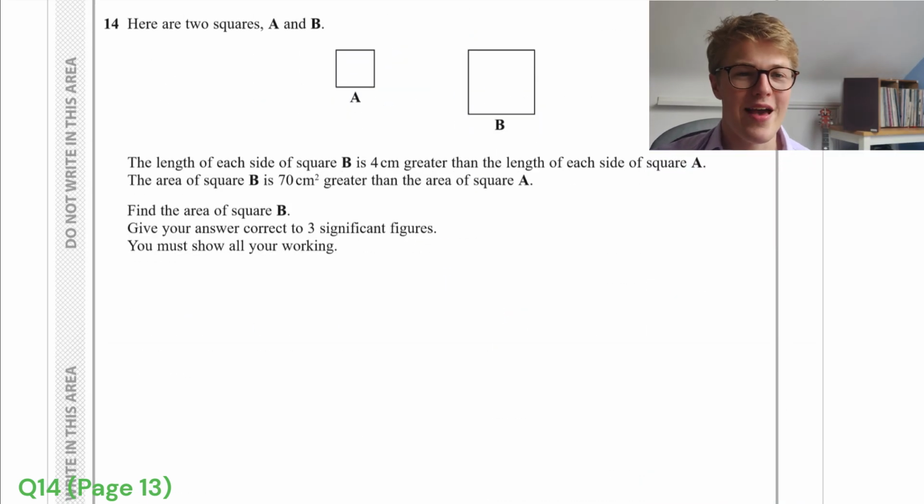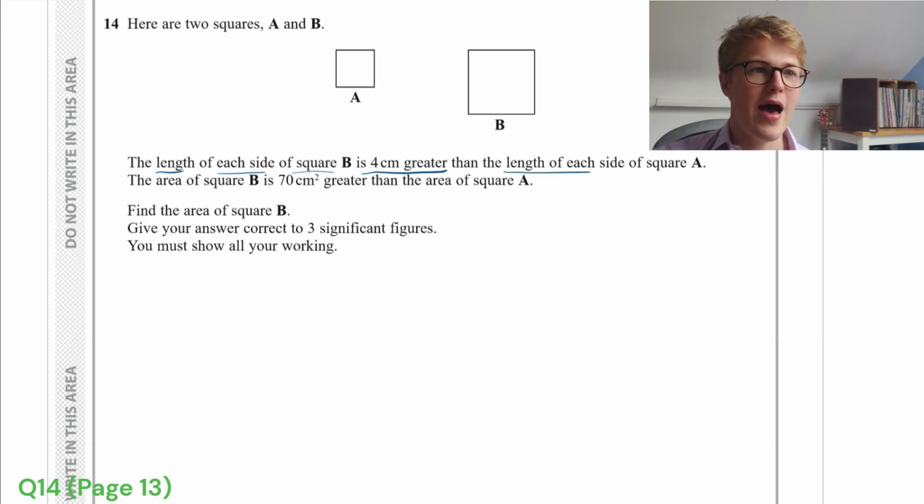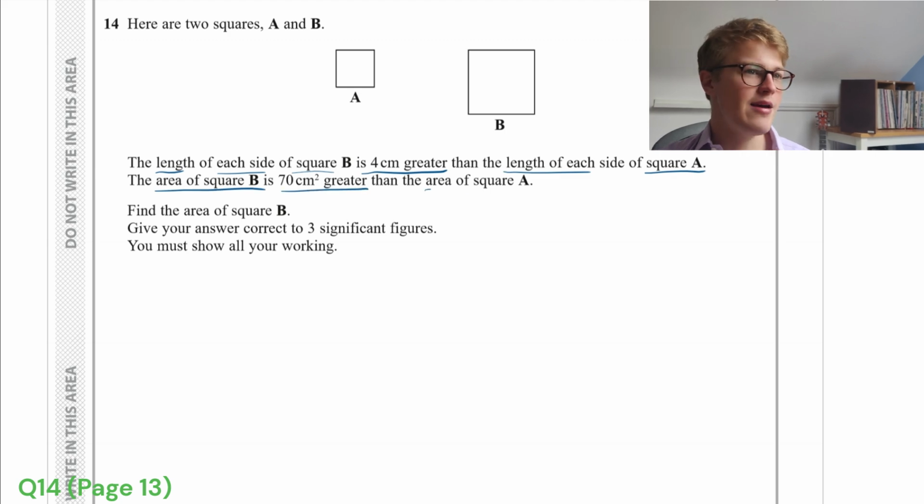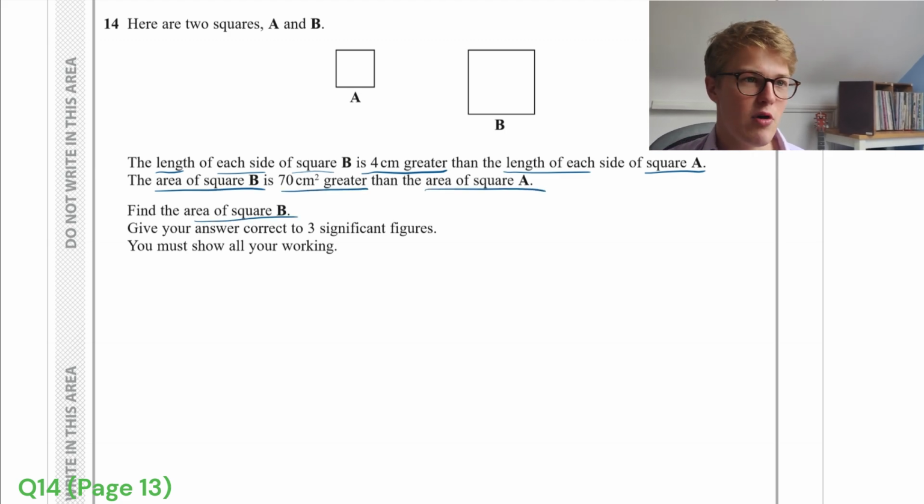Here are two squares, A and B. The length of each side of square B is 4 centimetres greater than the length of each side of square A. The area of square B is 70 centimetres squared greater than the area of square A. Find the area of square B and give your answer correct to three significant figures and show all your working.